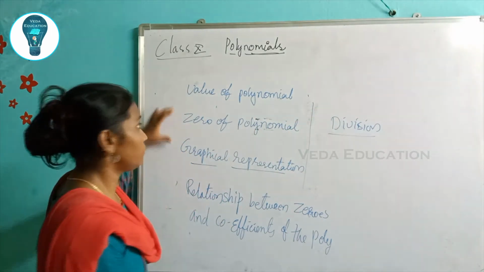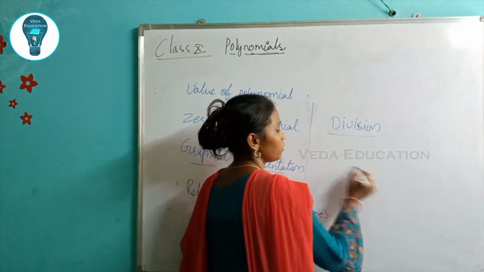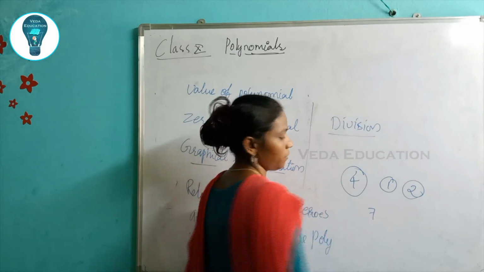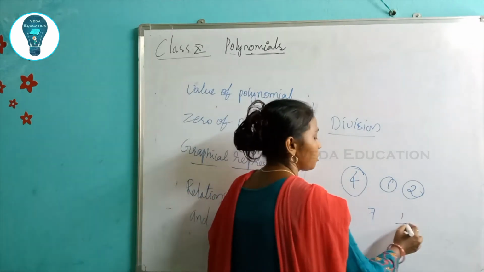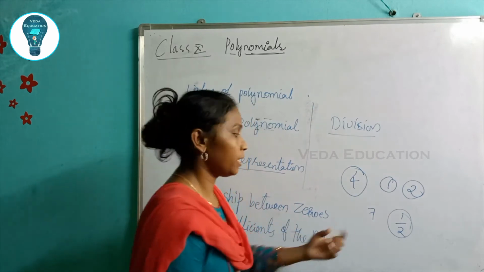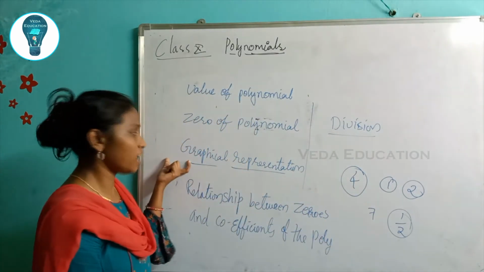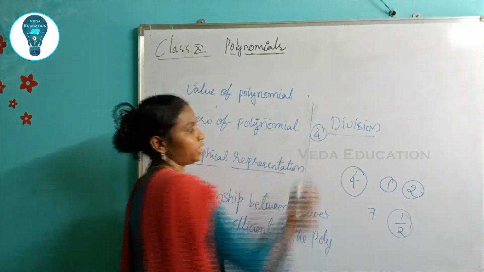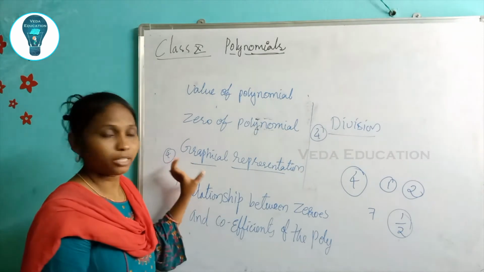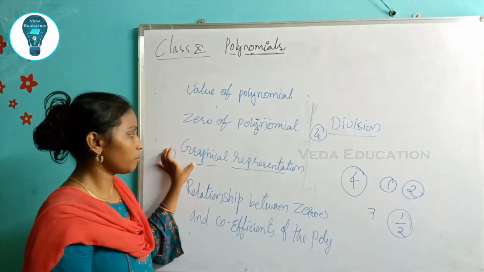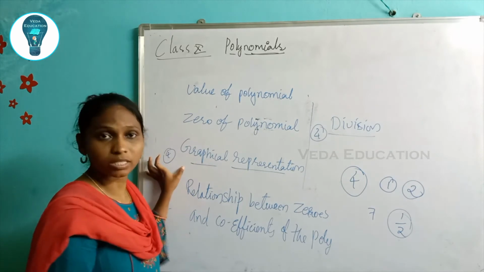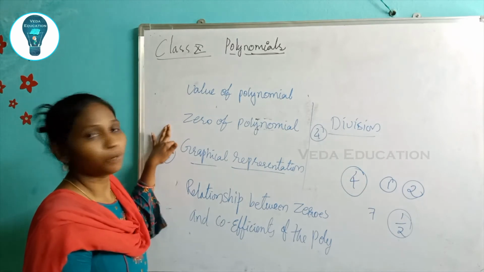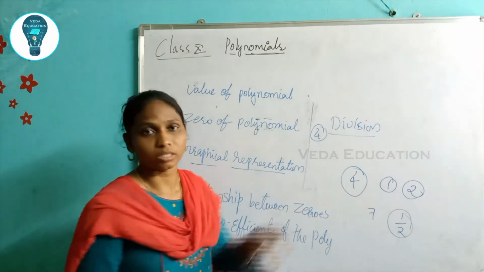Okay, in this we will have a 4 marks question, 1 mark and 2 mark. So overall we will cover 7 marks. In objective also we will cover at least half mark. So overall the chapter will carry 7.5 marks. For 4 marks they will ask graphical representation or division, and this is very important, they will compulsorily ask it in the final exam. Graphical representation for 4 marks they will ask, and relationship between zeros and coefficients or value of polynomial or zero polynomial will be asked in 2 marks and 1 mark.